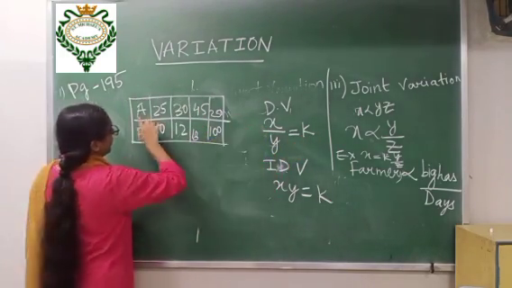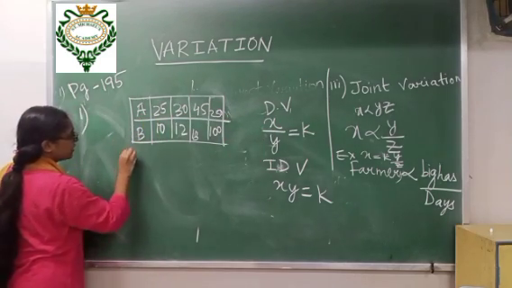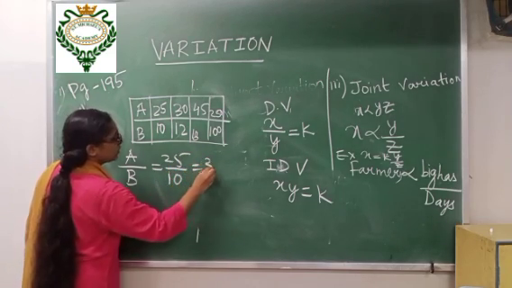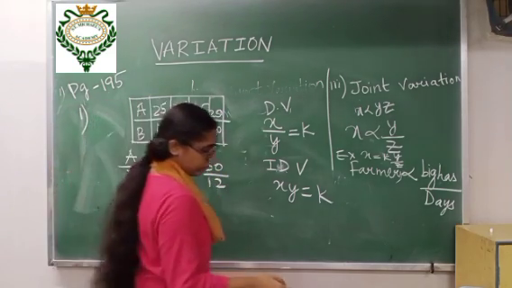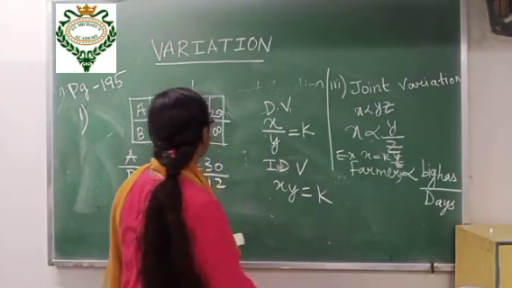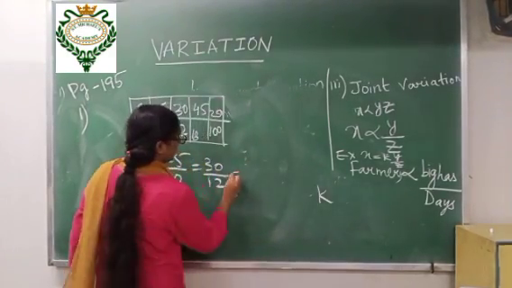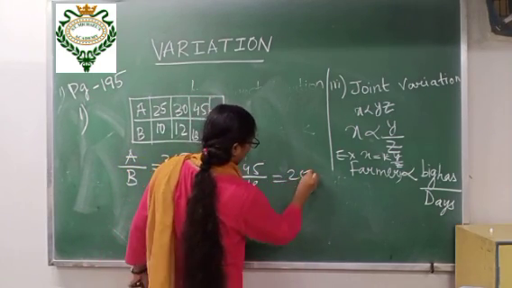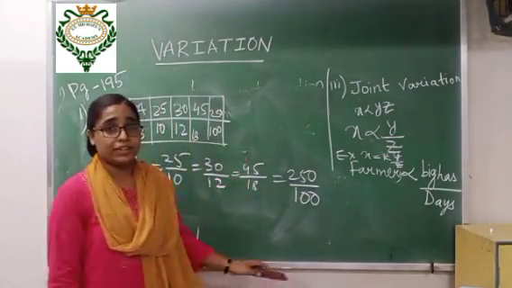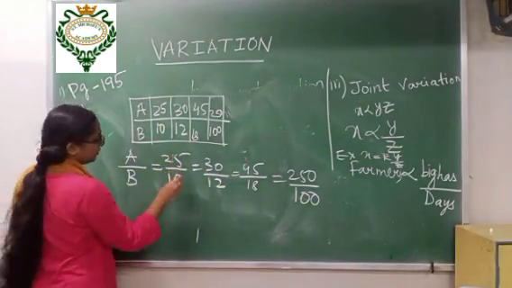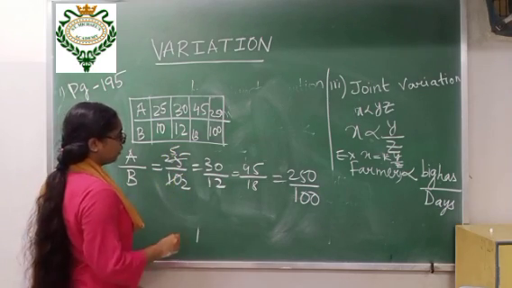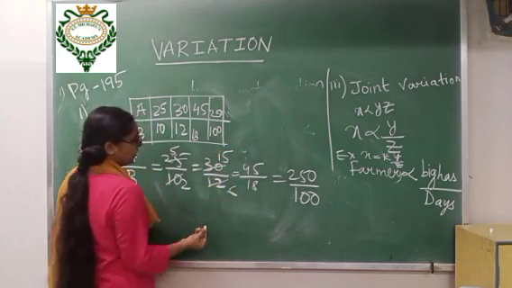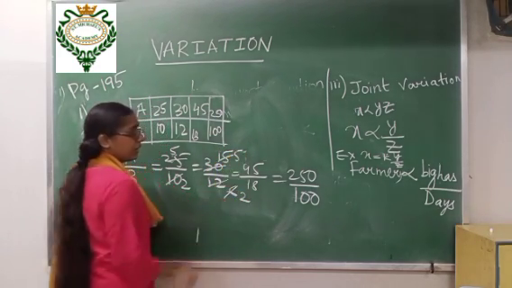Okay. In our case, x is a, y is b. Means a by b. Now a value is 25, b value is 10, a value is 30, b value is 12. After that, a value is 45, b value is 18, a value is 250, and b value is 100. Now you will cancel up and down. Okay, this one 5 2s are 10, 5 5s are 25. So you are getting 5 by 2 in this one. Now this one, 2 6s are 12, 2 1s are 2, 2 15s are 30, 3 stable, 3 2s are 6, 3 5s are 15. Again 5 by 2 you are getting.